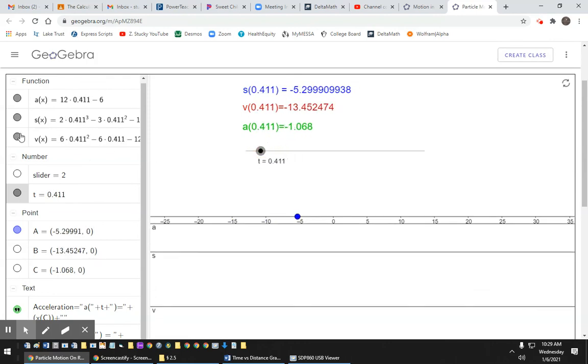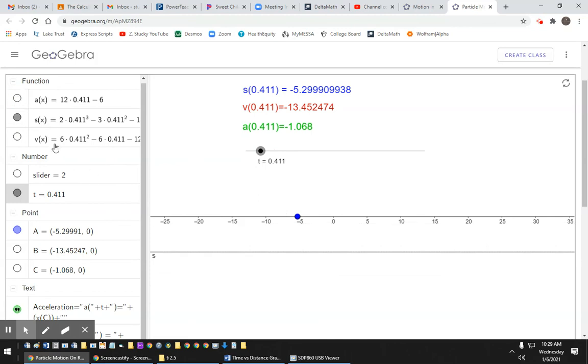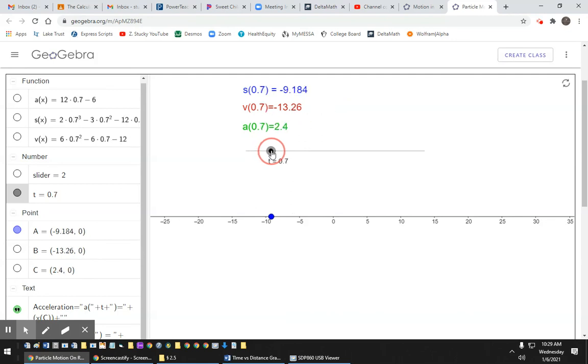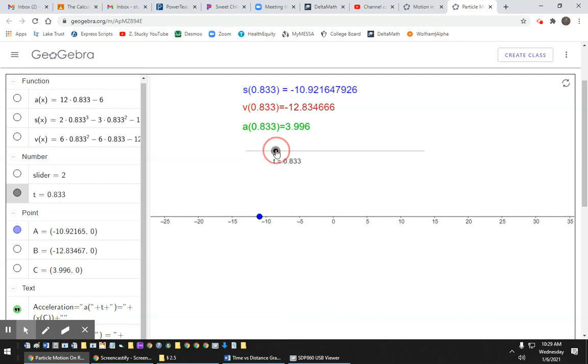Let me turn those off. Then my particle is still moving. Look, my velocity is still negative, but look at what's happening to the number. That number is getting bigger, technically. It's getting closer to 0. And then the particle becomes somewhere in here. I'm not going to be able to get it exact, probably around 2 seconds.